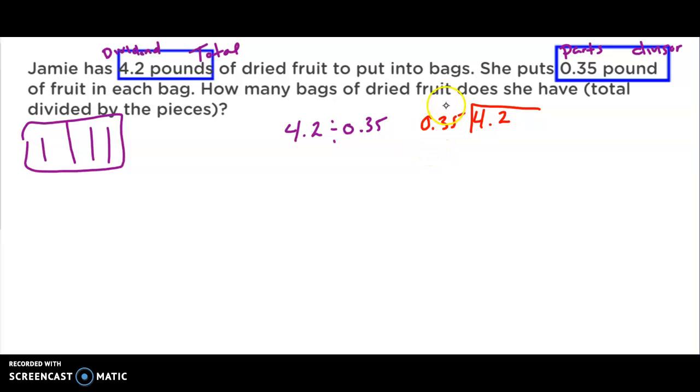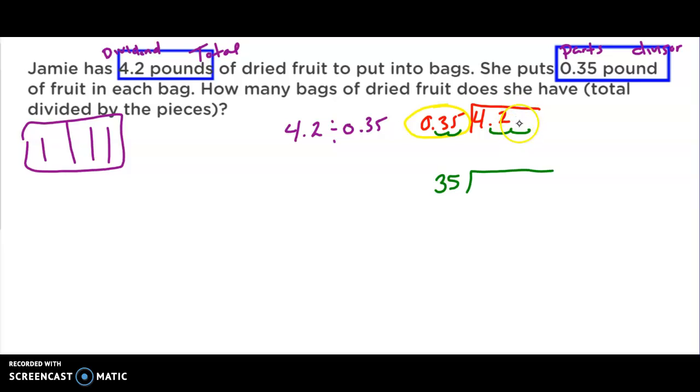Who is not a whole number? The divisor. What whole number should that be? That should be a 35. Now, to make it a 35, how many places did you need to move it? Once, twice. So what am I going to have to do over here? I'm going to have to move it once, twice.